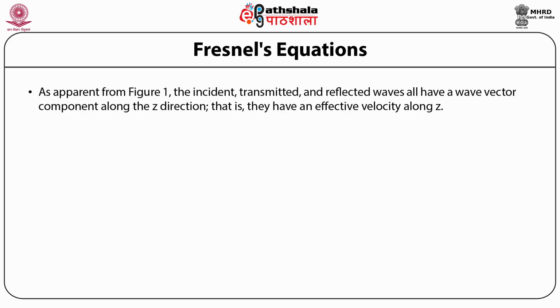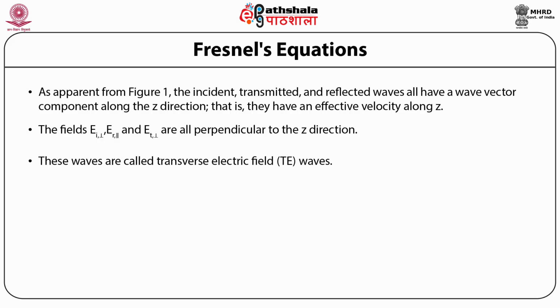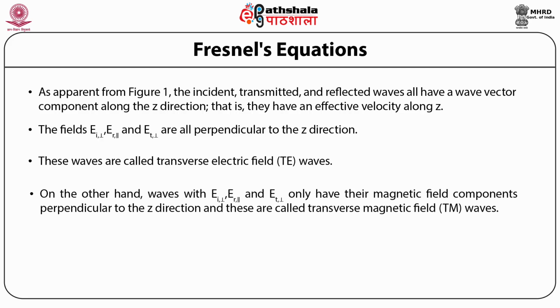As apparent from figure 1, the incident, transmitted and reflected waves all have a wave vector component along the z direction, that is, they have an effective velocity along z. The fields EI perpendicular, ER perpendicular and ET perpendicular are all perpendicular to the z direction. These waves are called transverse electric field or TE waves. On the other hand, waves with EI parallel, ER parallel and ET parallel only have their magnetic field components perpendicular to the z direction, and these are called transverse magnetic field, that is TM waves.